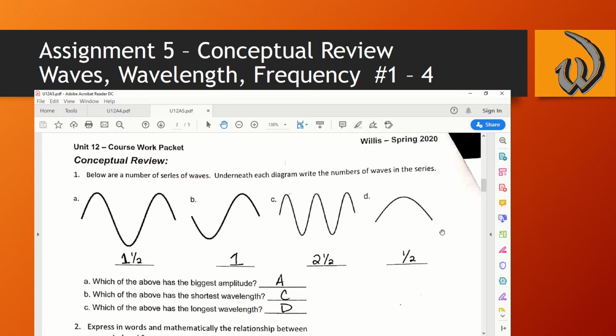And then the longest wavelength would obviously be letter D, because in the same segment of time, for each one of these individual waves, you only have half of that wave. So that one's going to be significantly longer. You would have to double what is present, get that trough included in there, and then that would be your full wavelength.